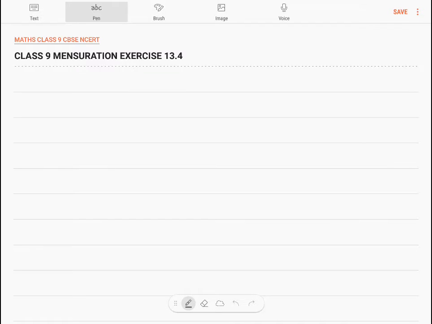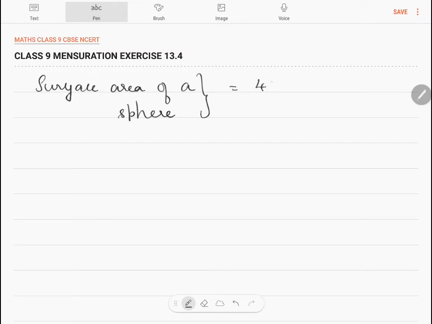Hello, let's look into the topic mensuration, exercise 13.4. Here we are going to look into the surface area of the sphere. So, the surface area of a sphere is equal to 4 pi r square.